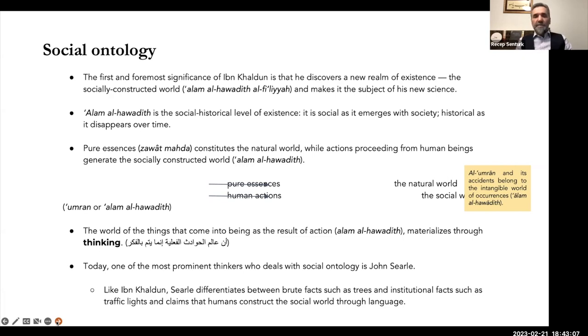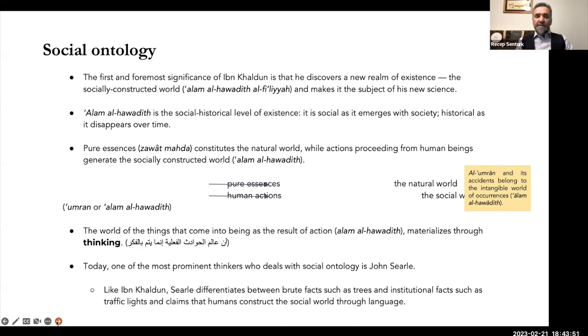عالم الحوادث is the social historical level of existence. It is social as it emerges with society, historical as it disappears over time. Pure essences, zawat mahda, constitute the natural world, while actions proceeding from human beings generate the socially constructed world, alam al-hawadith. So there is a natural world and the social world. So the natural world consists of pure essences, and the social world consists of human actions.